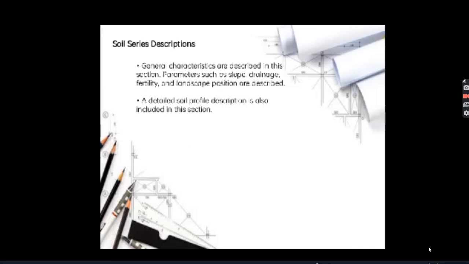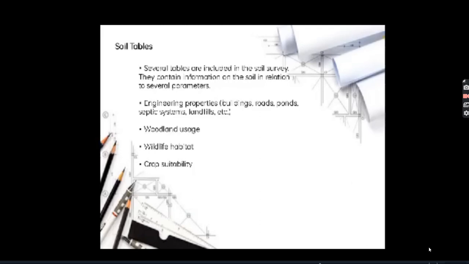Soil series descriptions. Generally, characteristics are described in this section. Parameters such as slope, drainage, fertility, and landscape position are described. A detailed soil profile description is also included in this section. Soil tables. Several tables are included in the soil survey. They contain information on the soil in relation to several parameters: engineering properties, buildings, roads, ponds, septic systems, landfills, etc.